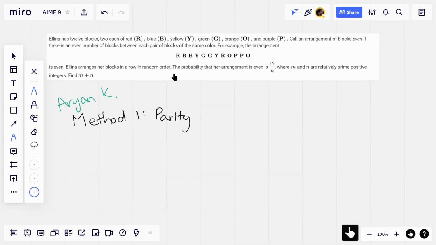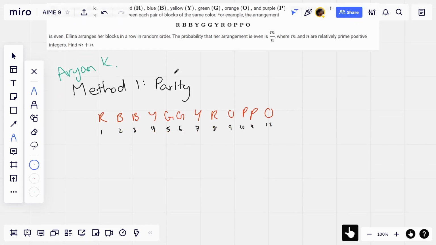So for this problem, we will just take a look at the arrangement they're going to give us. They give us red, blue, blue, yellow, green, green, yellow, red, orange, purple, purple, orange. And the first thing to do here is to write out the positions of each of these blocks, because we might see a relationship between the numbers. So I'll call this 1, 2, 3, 4, 5, 6, 7, 8, 9, 10, 11, and 12. And so what do we notice about these numbers?